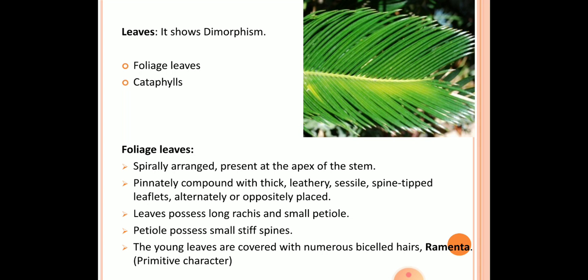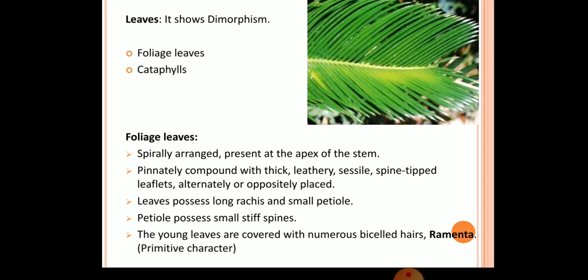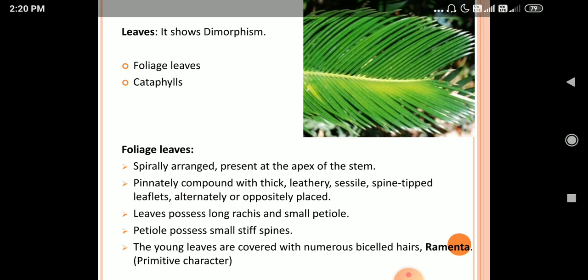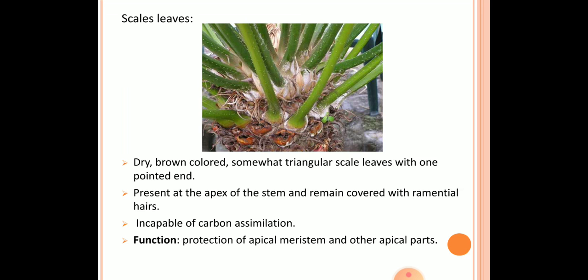The leaf possesses a long rachis, but the petiole possesses small stub-like spines. The young leaves are covered with numerous biseriate hairs called ramenta. The young leaves also show circinate vernation. Circinate vernation usually occurs in pteridophytes, but Cycas also shows this character in its leaves. And the other type is the scaly leaves.